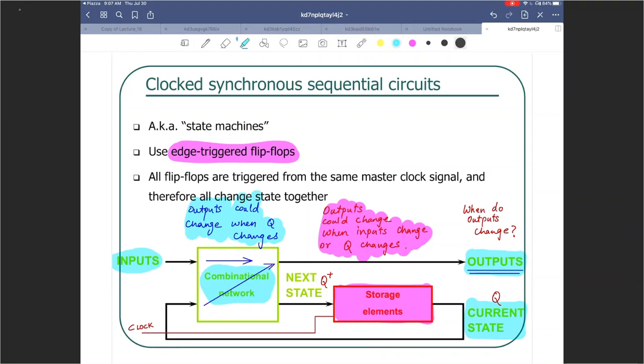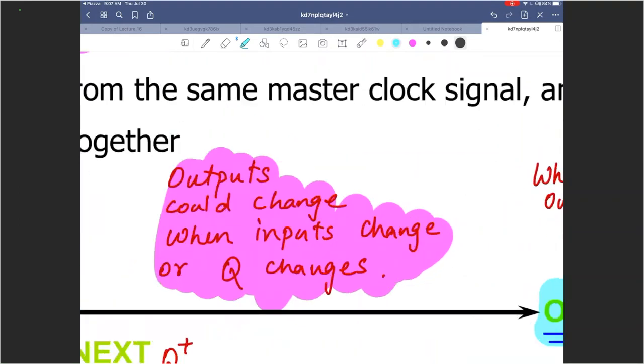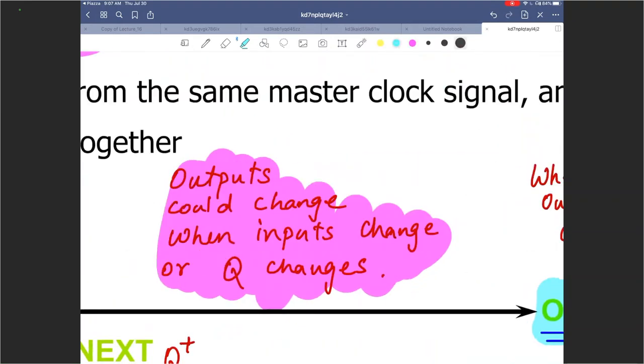So let's talk more about this right now. Outputs could change when inputs change or Q changes. When does Q change? Q is the output of a flip-flop, or in combination of many flip-flops, it could be outputs of many flip-flops. But when does that change? That only changes at the active edge of the clock.